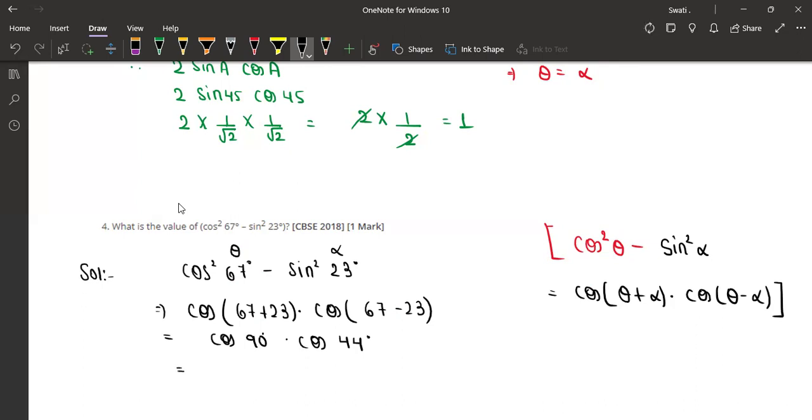Now you must be thinking how can we solve this further, because we don't know what is cos 44. We don't need to know the value of cos 44 because we know cos 90. The value of cos 90 is 0, right? And because the value of cos 90 is 0, if you multiply 0 by any angle, even if you don't know it, that is going to be 0 only. So that's the answer. The value of cos square 67 degrees minus sine square 23 degrees is nothing but 0. Let's go to the next question.